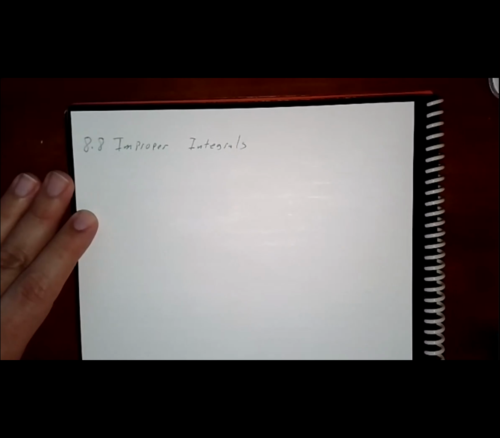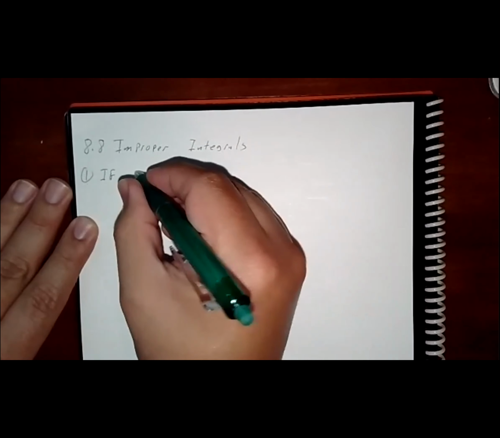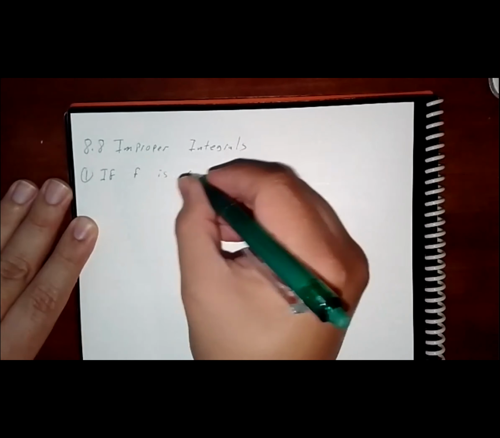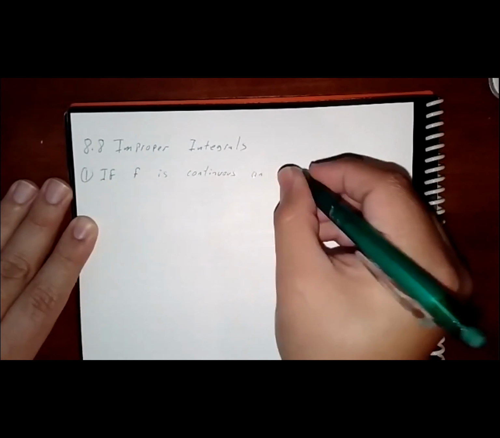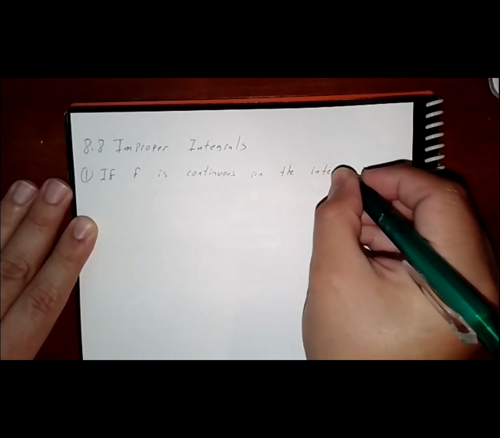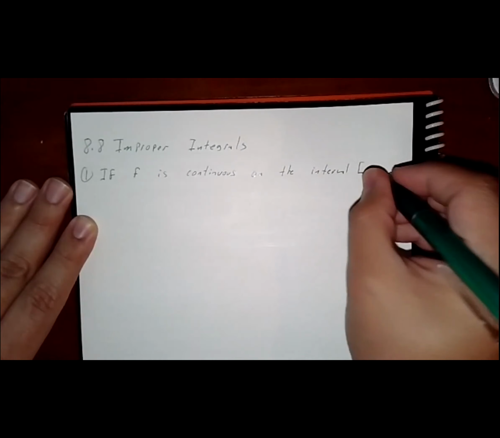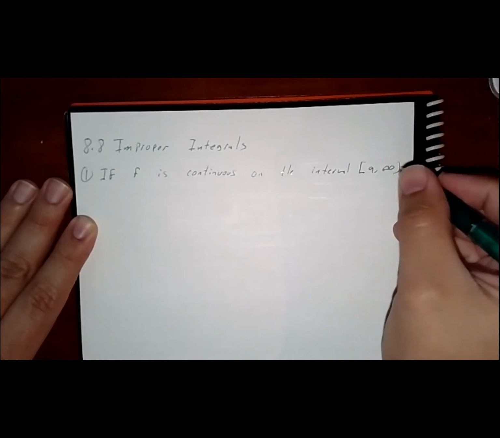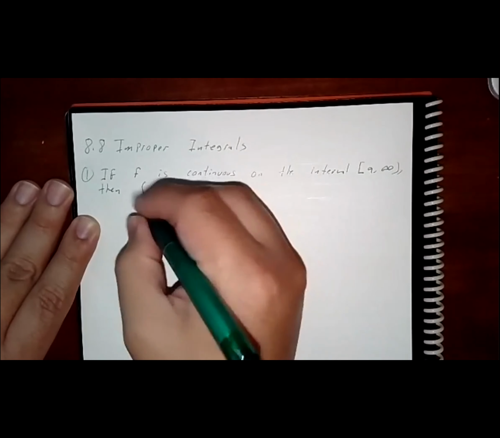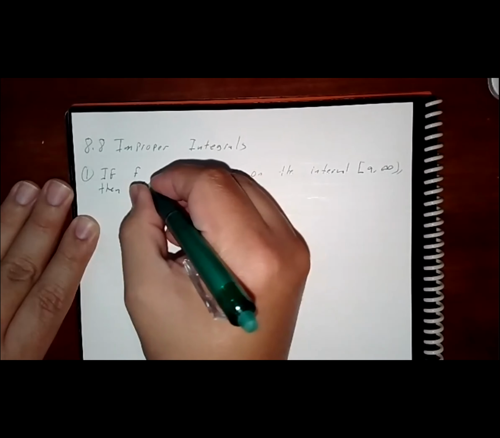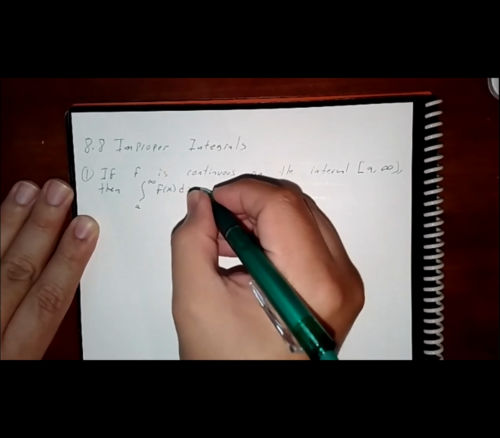Okay. So number one, first rule, if f is continuous on the interval a to infinity, then the integral from a to infinity of f of x dx would be written this way.